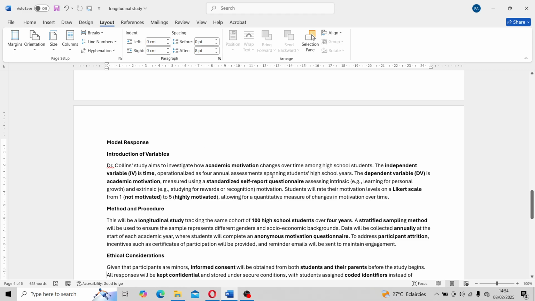Okay, the IV, you explain it, the DV, you explain it, the operational definition of each. Okay, measured by this, assessing this and that. That's what you mean by motivation. All right, so okay, now the motivation is rated on the Likert scale, okay, 1 from non-motivated to 5 highly motivated. Now, method and procedure. To be a longitudinal study, tracking this, you explain the research method, you explain the procedure.